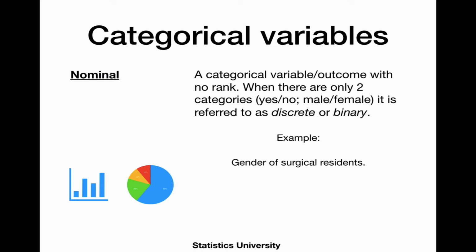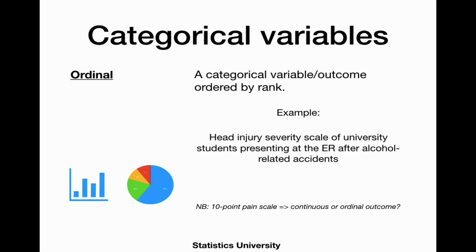Now let's look at nominal categorical variables. This is the simple categorical type that we tend to think of, for example, with only two categories like yes or no, or gender, male, female. And those, if they only have two categories, they are actually referred to as discrete or binary categorical variables, but they can contain many more categories. But the essential thing is that there is no rank between the different categories. Whereas in ordinal categorical variables, there is actually a rank.